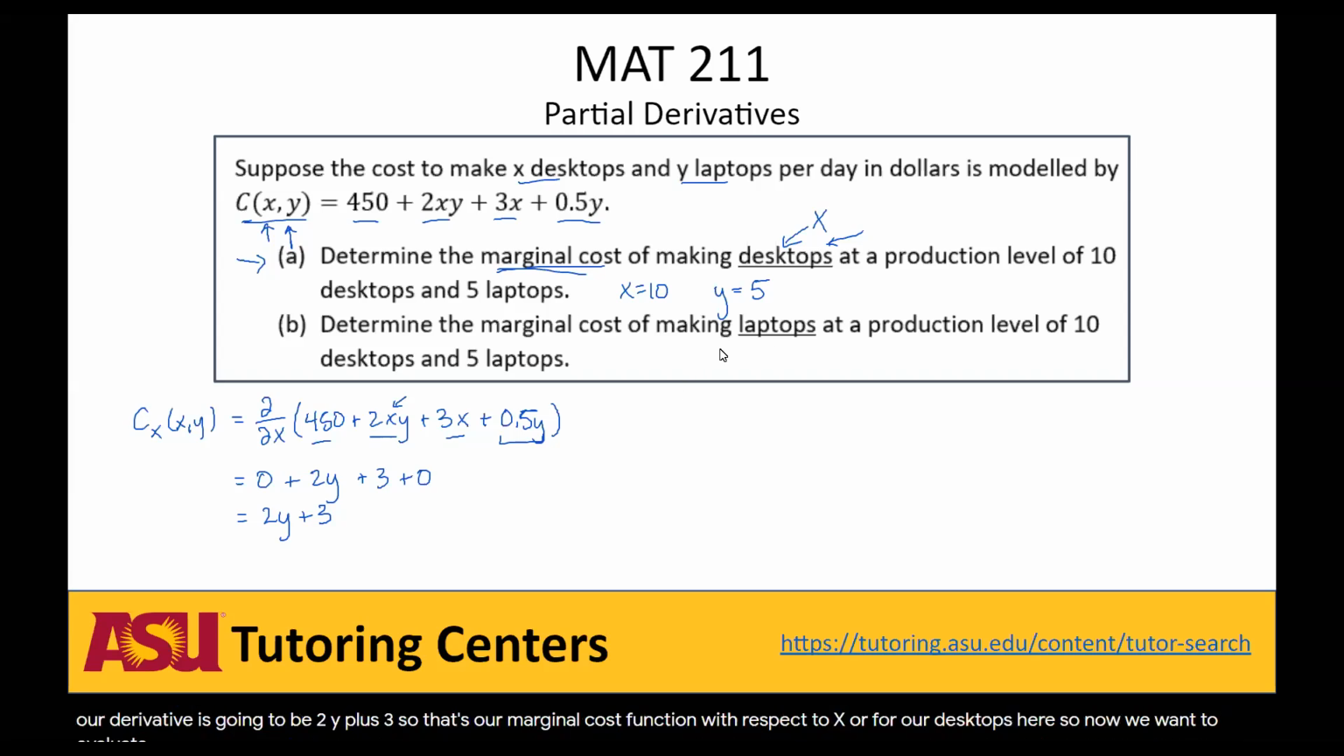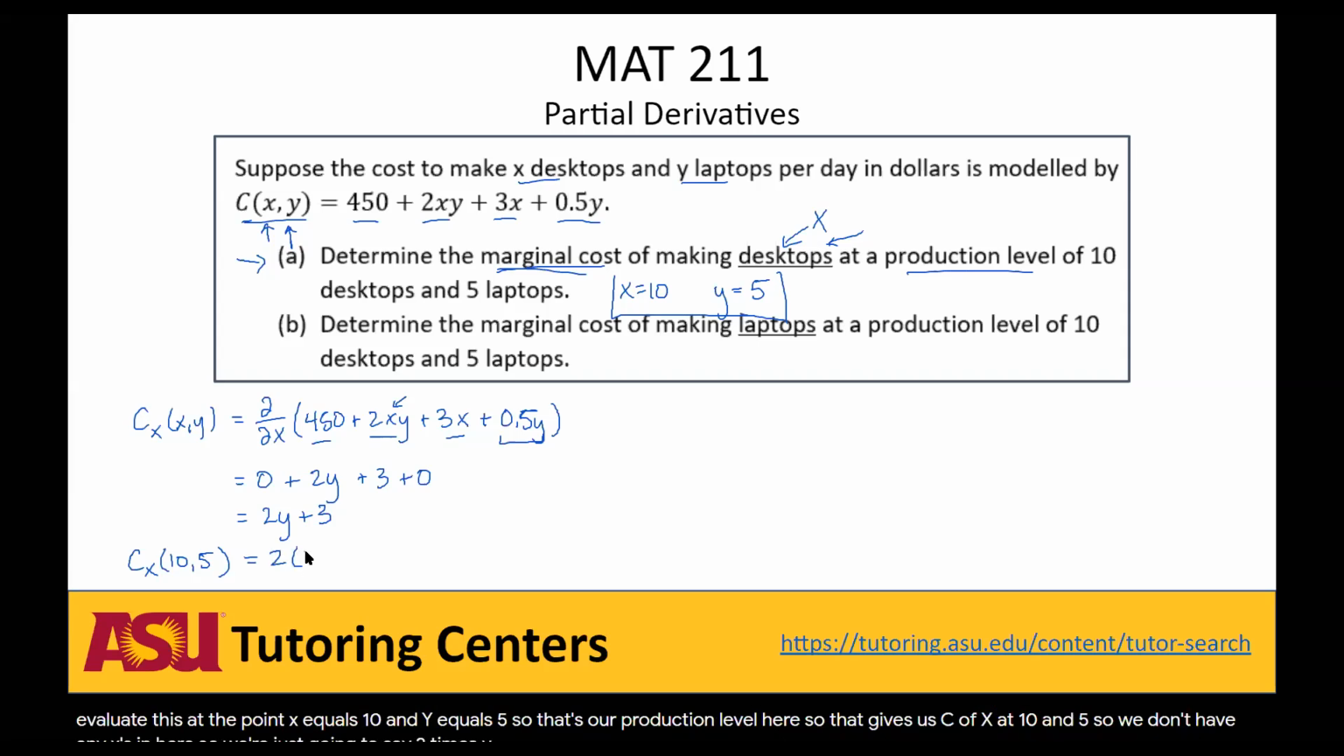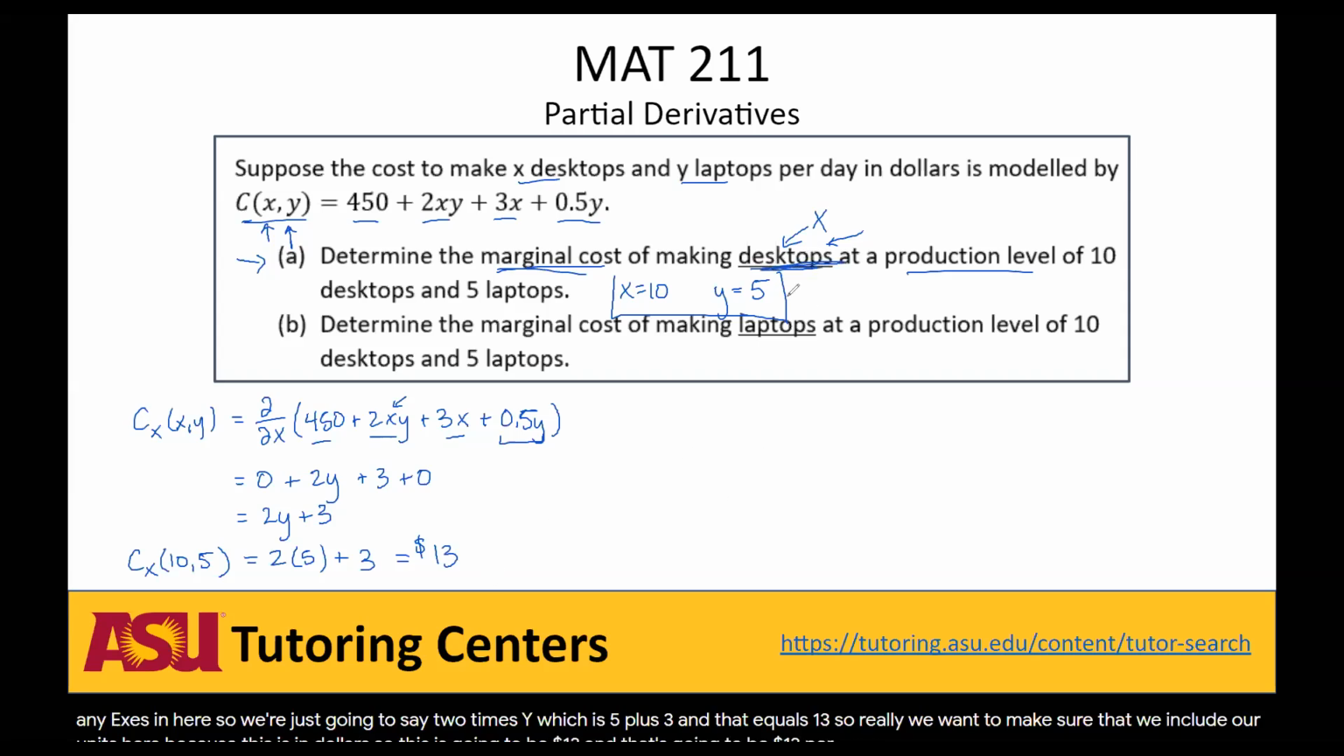So now we want to evaluate this at the point X equals 10 and Y equals 5. So that's our production level here. So that gives us C sub X at 10 and 5 equals, so we don't have any X's in here, so we're just going to say 2 times Y, which is 5, plus 3, and that equals 13. So really, we want to make sure that we include our units here because this is in dollars. So this is going to be $13. And that's going to be $13 per desktop.